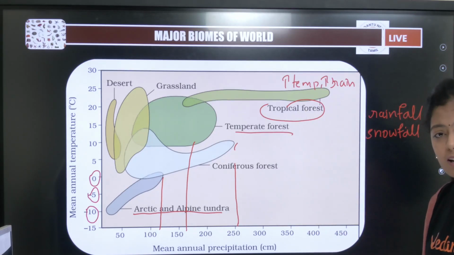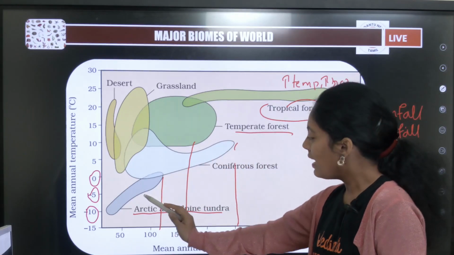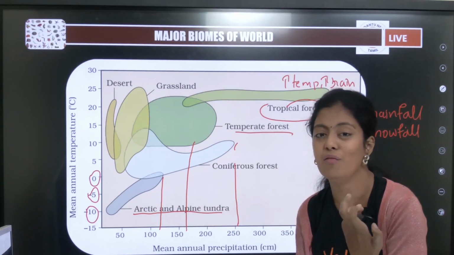So this graph is very important, pasangla, from your board exam point of view. They can give you this graph with X, Y, Z, A, B, C, D and ask you to identify what kind of biome it is.